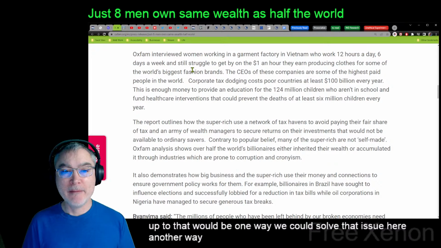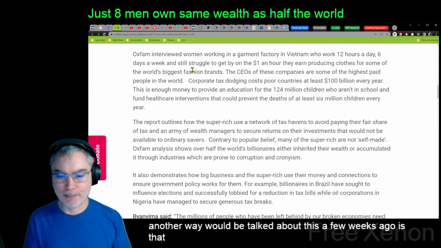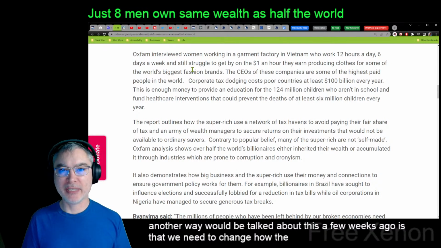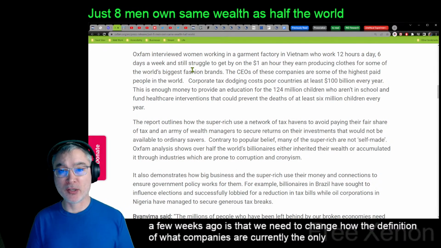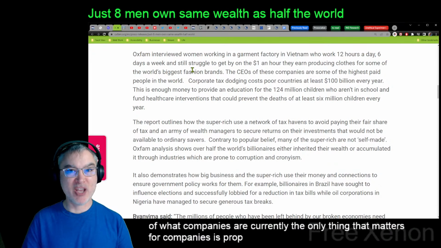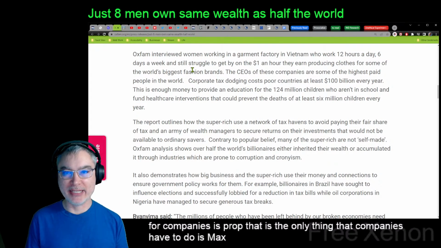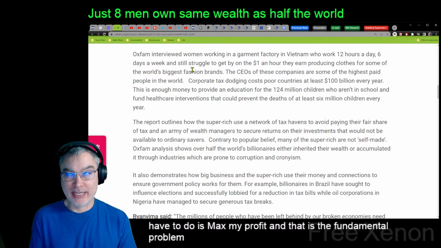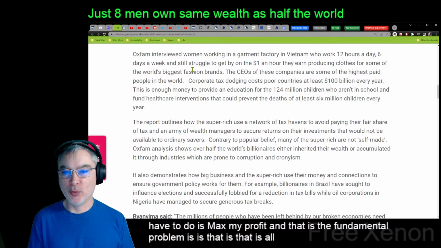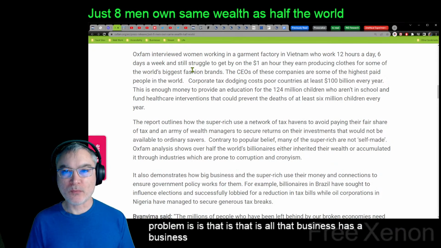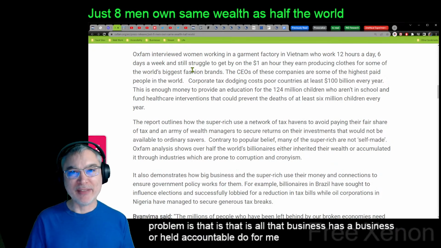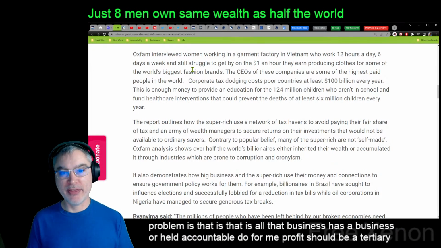Another way, which I talked about a few weeks ago, is that we need to change the definition of what companies are. Currently, the only thing that matters for companies is profit. That is the only thing that companies have to do, maximize profit, and that is the fundamental problem, because that is the only way businesses are held accountable. So for me, profit should be a tertiary thing that they look at.